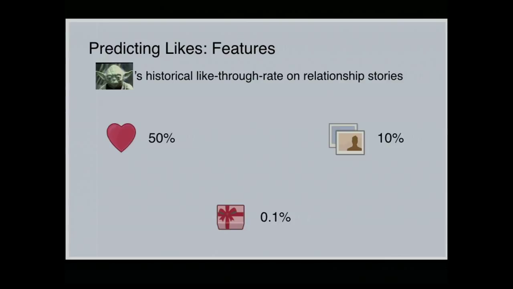Second is the relationship between Yoda and this type of relationship story, right? So maybe if we look at the data on Yoda, he's liked 50% of these relationship stories that have come through, as opposed to when he sees someone posting a photo, maybe he only likes 10% of those stories. Birthday posts, he sees a lot of those, he doesn't care, he likes 0.1% of those. So the second piece is the relative amount that Yoda is liking this type of story.